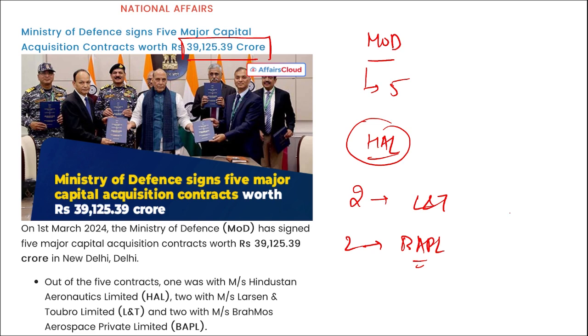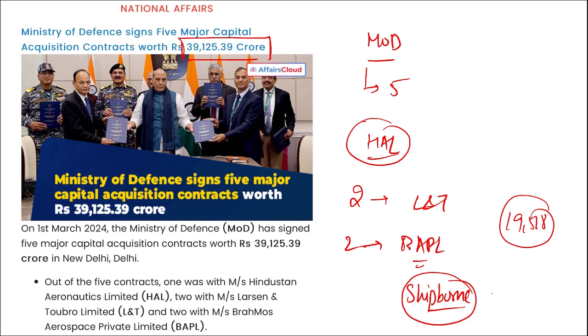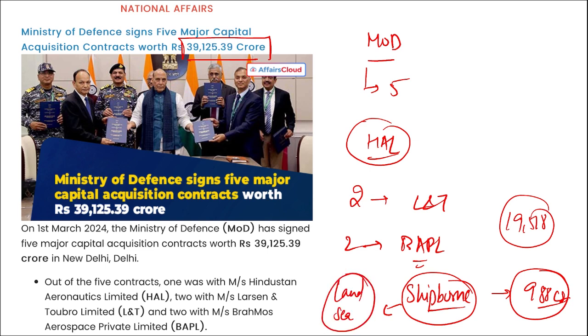Correct? Then if we talk about the BrahMos missile, remember the contract is valued at 19,518 crore rupees. Apart from this, a contract for the shipborne BrahMos missile was also signed, worth around 988 crore rupees. This contract aims to develop the shipborne BrahMos missile for the Indian Navy, and this shipborne BrahMos missile will be capable of hitting both land as well as sea targets. Correct? So just a thing that you need to remember here.